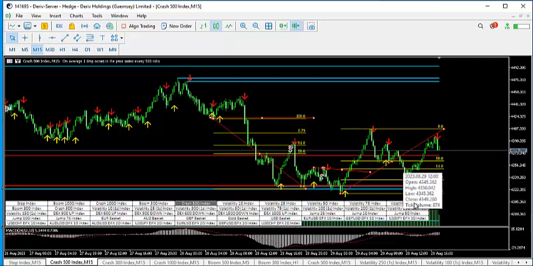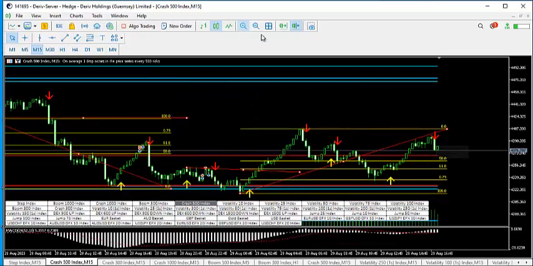It hit our 0.79, and we have a signal. What happened? Don't forget, this is a 15-minute time frame. We buy crash here, and we buy. Once we are buying, here is our take profit.